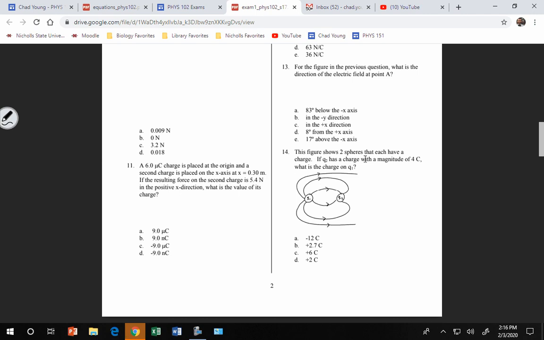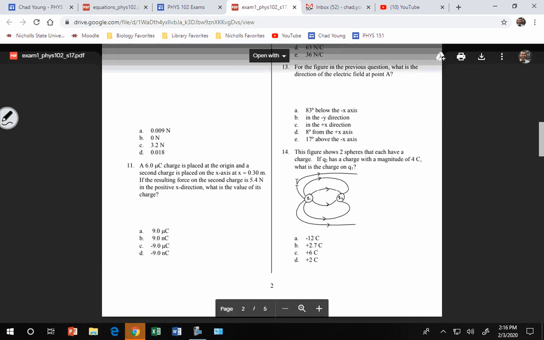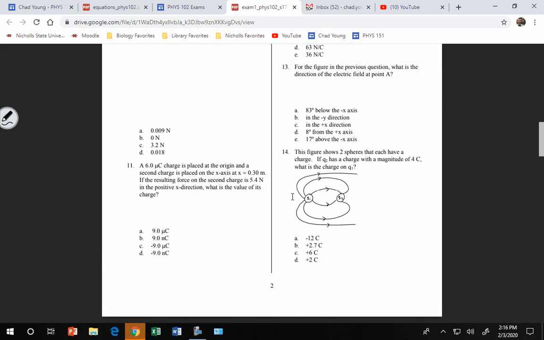If not, I have some. You want to hear my questions? At number 14, you're going to see a field problem, where I ask you the charge or I ask you something about the electric field. They're not that hard once you get the hang of it. So here I have two spheres. I tell you that Q2 has a charge of 4 coulombs, and then I'm asked for the charge of Q1.